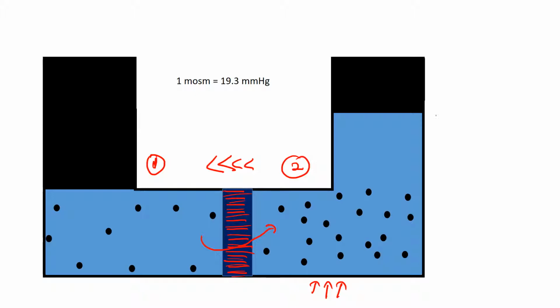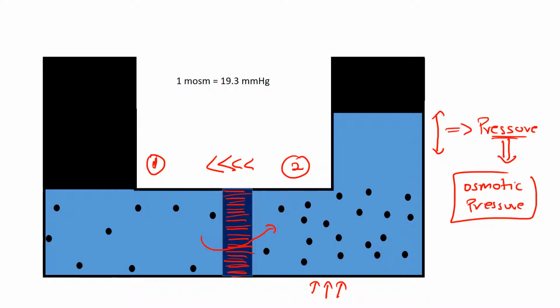Now this change in the level of water in the two chambers is because of a certain pressure exerted by chamber 2, which is responsible for pulling the water from the other side, and this pressure is called the osmotic pressure. And now, based on the osmolarity that we know, how do we calculate the osmotic pressure?